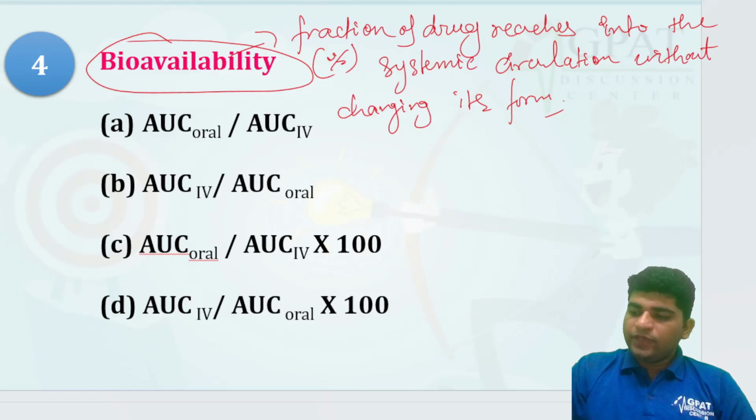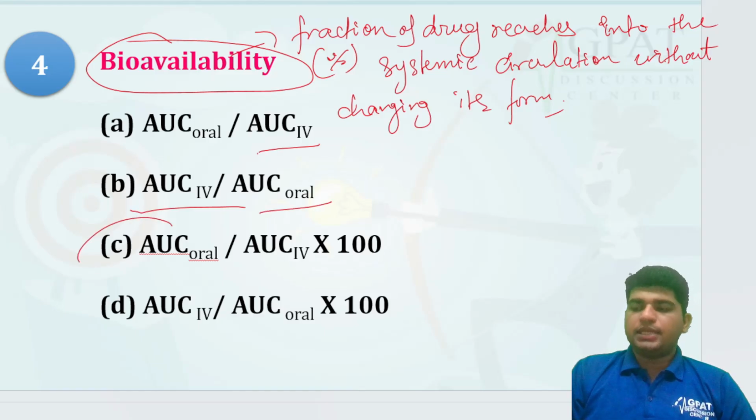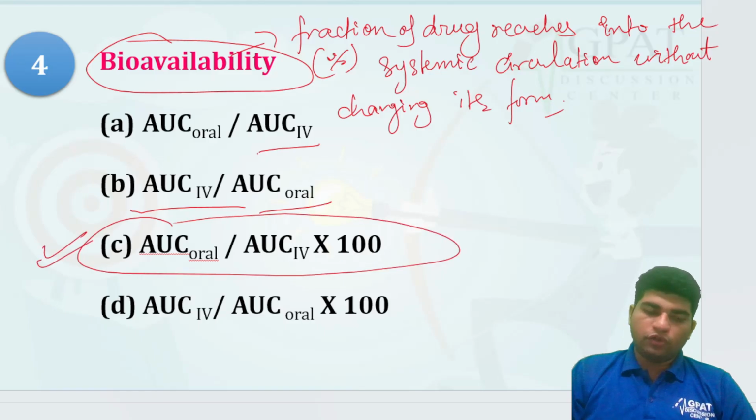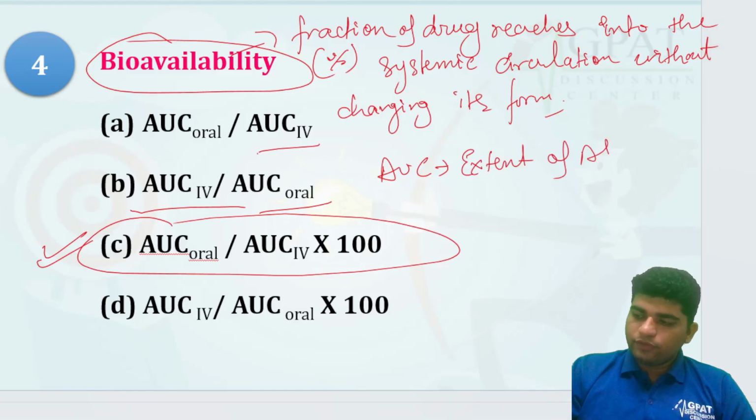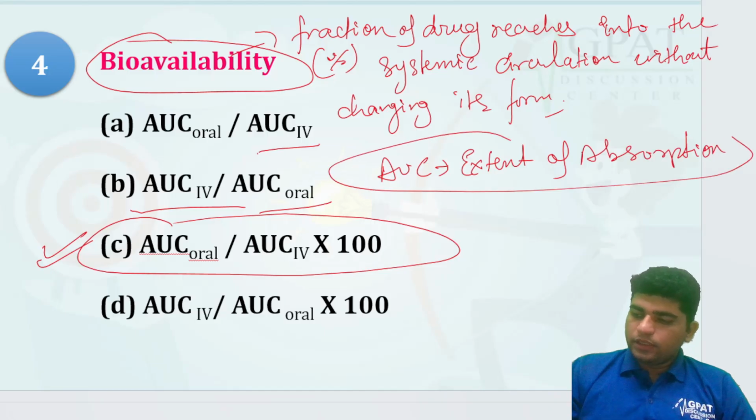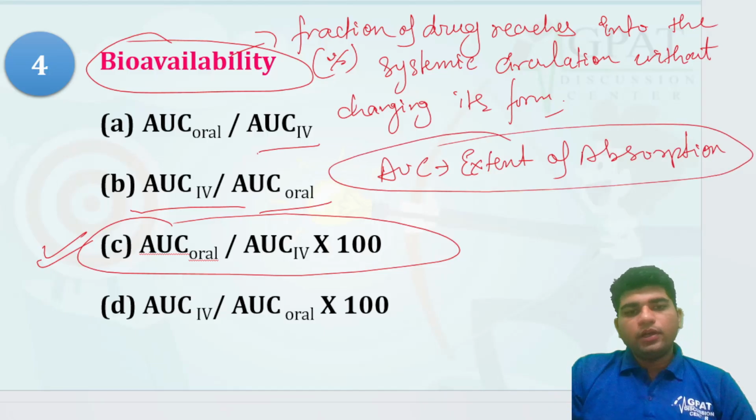AUC oral by IV? No. AUC IV by oral? No. AUC oral by AUC IV into 100? Yes. This is the correct option for the formula of bioavailability. But what is AUC over here? It is the area under the curve. Everyone knows it. But what does it signify? It signifies the extent of absorption. Right? AUC means the extent of absorption.